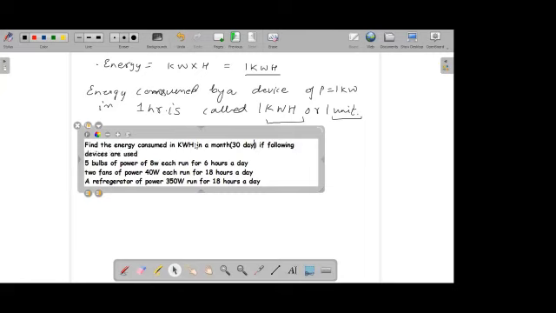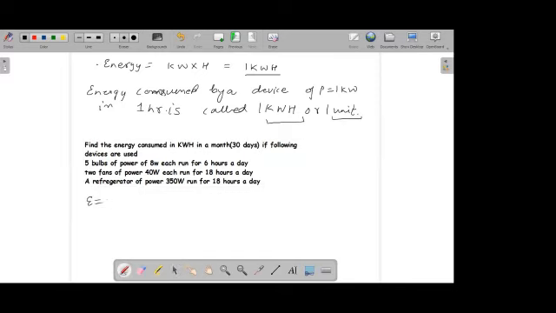Okay. So I'm giving you 5 minutes. If you people are able to solve this, well and good. Otherwise, I will show you how to solve it. Just use your mind. I'm giving you the hint. You have to convert your power to kilowatt. Use your power in kilowatts and time in hour. Use the formula. Energy will be given by power into time.